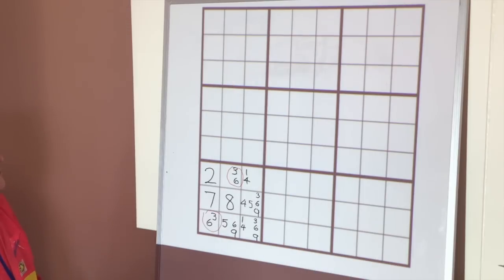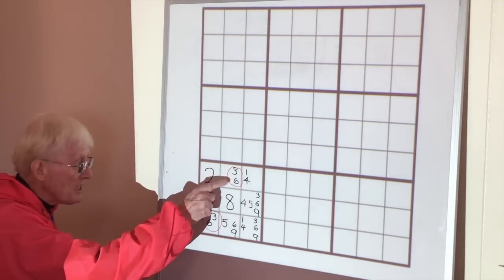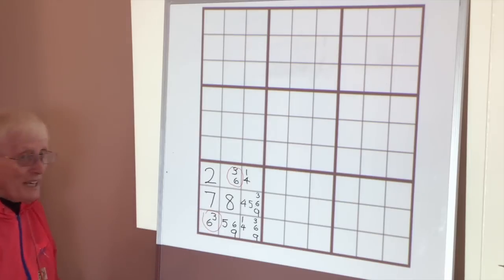Here we are with a block. We're going to look for a matching pair in a block, and I've made it easy for you. I've actually circled the 3, 6 as a matching pair already to save time. But let me tell you this. It means that any other 3 or 6 in that block can be removed.